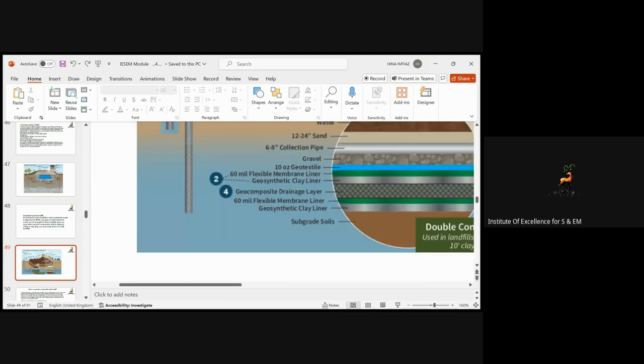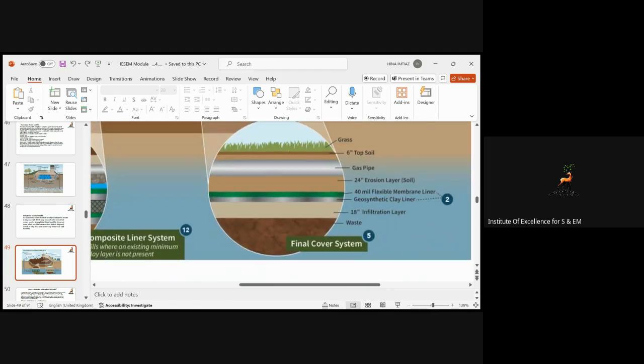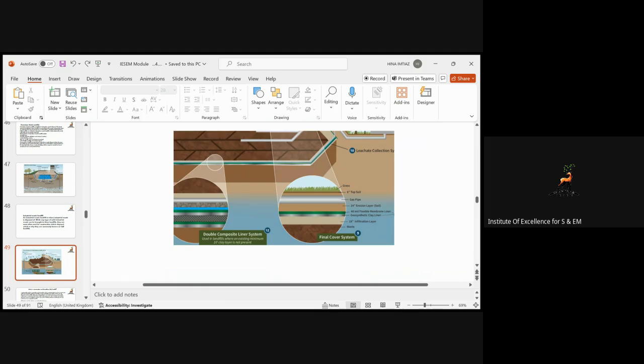Moving towards the fifth one, the final cover system. The final cover system or the final cover cap is basically used to close a landfill or a part of the landfill that is no longer accepting waste, and is designed to keep the waste in place and prevent water from entering the landfill. And the final cover system includes a layer of clay or a plastic liner or a soil layer that is maintained with shallow rooted plants such as grasses and wildflowers as well.